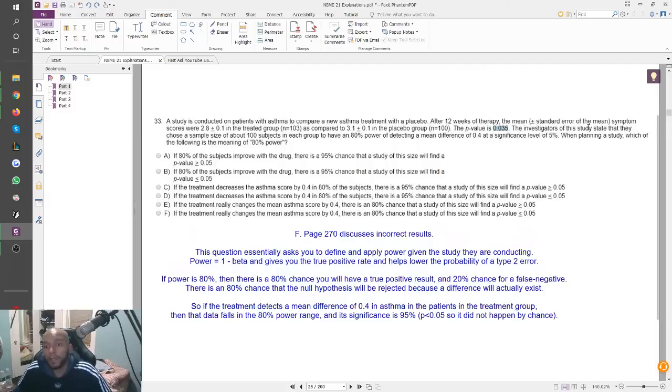The investigators of the study state that they chose a sample size of about 100 subjects in each group to have an 80% power of detecting a mean difference of 0.4 at a significance level of 5%. So since the p-value is less than 0.05, all the information we see, we know that it wasn't purely by chance. That's what P tells us. P tells us that the data we've collected was not purely by chance, right?